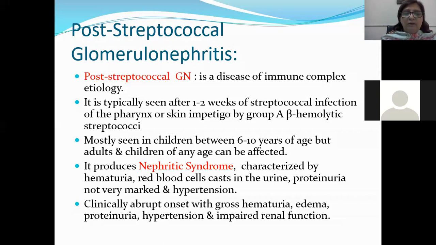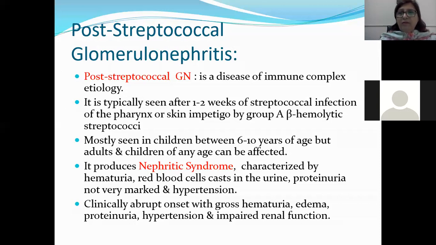So this immune complex disease produces nephritic syndrome. Nephritic syndrome, as I've told you, is characterized by hematuria, blood in the urine, red blood cell casts in the urine, proteinuria, which is not marked, and hypertension. Hypertension is increase in the blood pressure. Clinically, the child will present with abrupt onset of gross hematuria. The child's mother can tell you that he is passing red colored urine, and also there is going to be edema. Proteinuria is there, but it is less. It is not of nephrotic range. Blood pressure of the child is also increased, and there is going to be impaired renal function test.